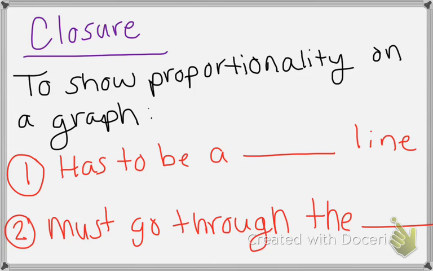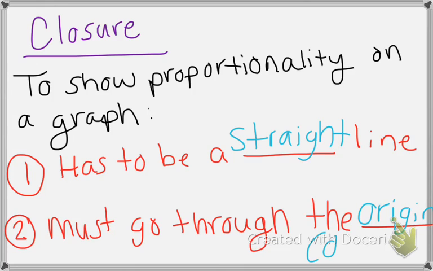Okay, and just for closure, to show proportionality on a graph, there has to be 2 things that they must have. Okay, the first has to be a straight line. It has to be a straight line. Can't be curved, crooked. Okay, and number 2, that line must go through the origin. And again, remember the origin is 0, 0. The ordered pair, 0, 0. And that concludes lesson 1.5.